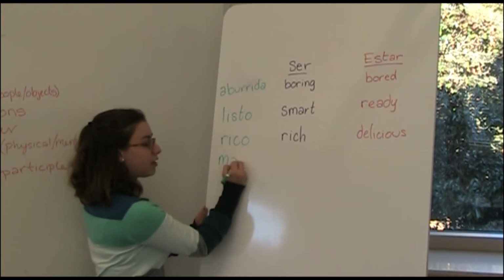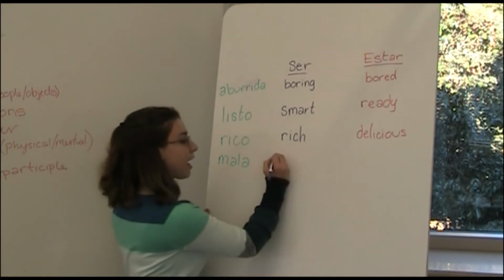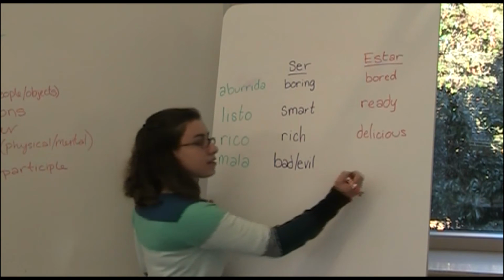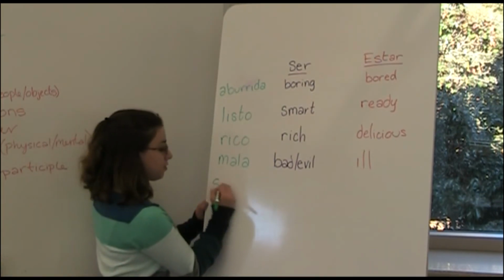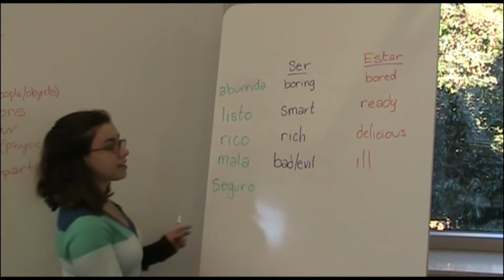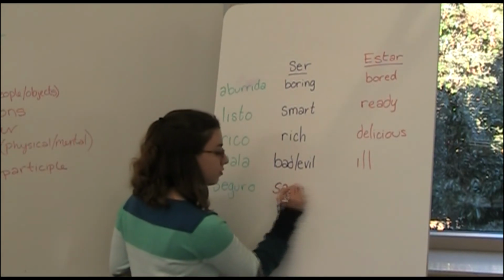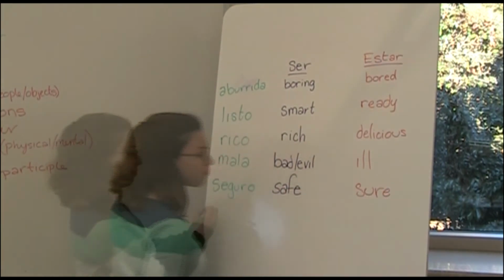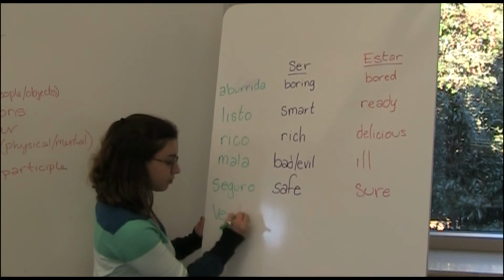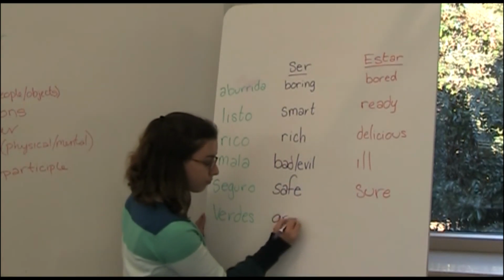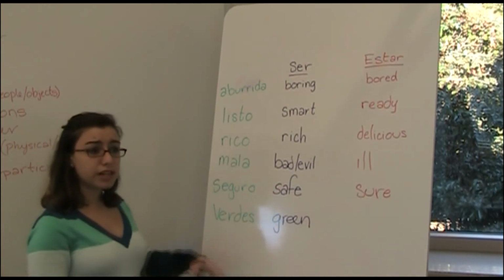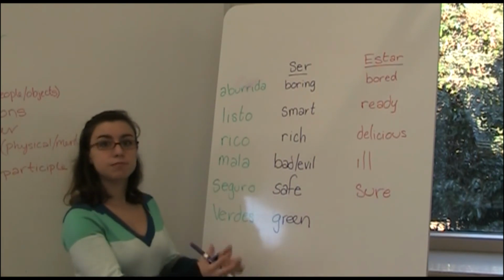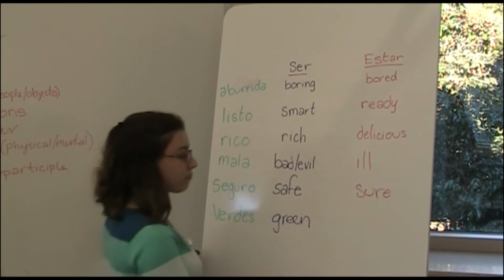The next adjective is mala. With the ser, it means to be bad or evil, that sort of thing. With estar, it means to be ill. Seguro. With ser, this means to be safe. Whereas with estar, it means to be sure or certain of something. We have verdes. With ser, it means to be green. So again, this is a permanent characteristic, that object, an apple or something is green, it will always be until it rots. With estar, it means to not be ripe.